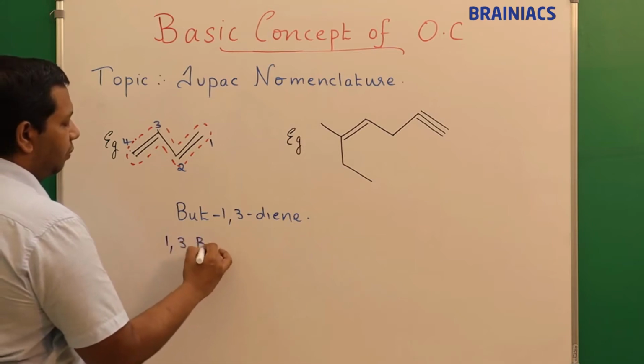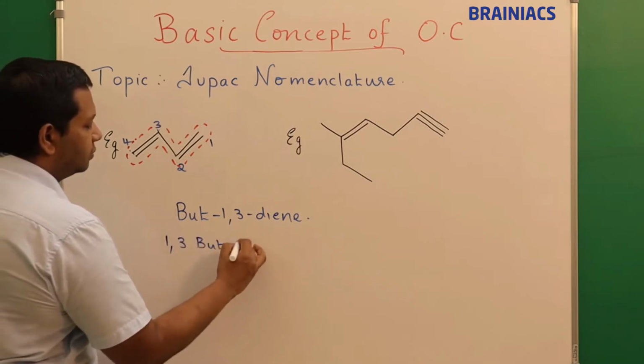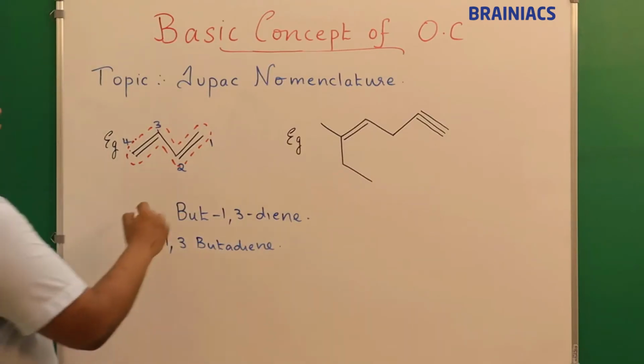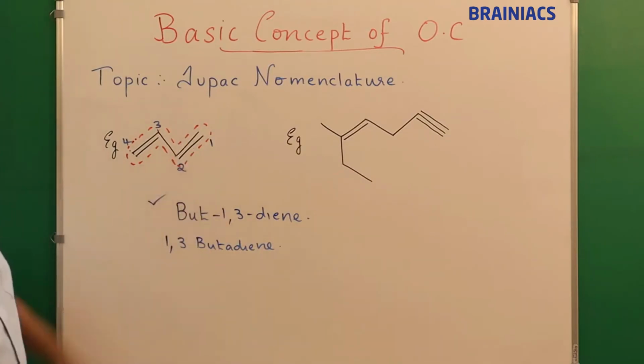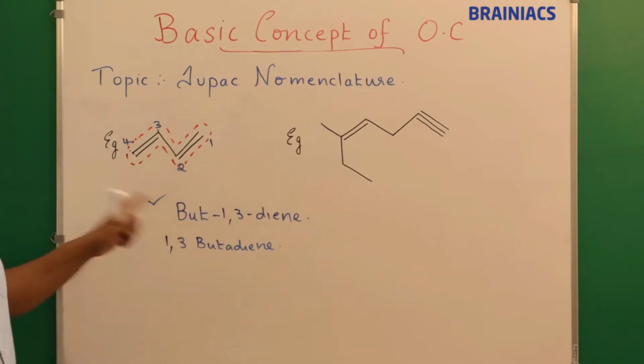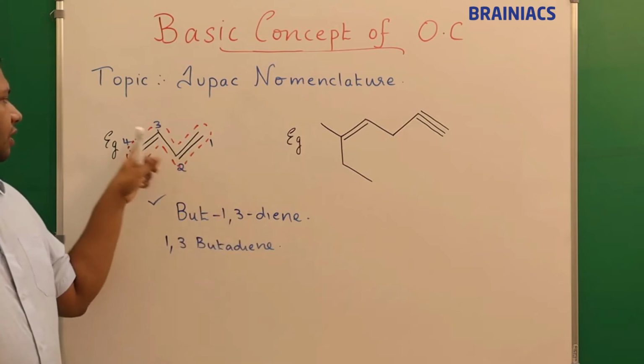1,3-butadiene. This is another way of telling. Both are correct, but this is the more accepted one. This is also accepted these days. Okay, so I hope you understood how di is coming, because both are similar double bonds.